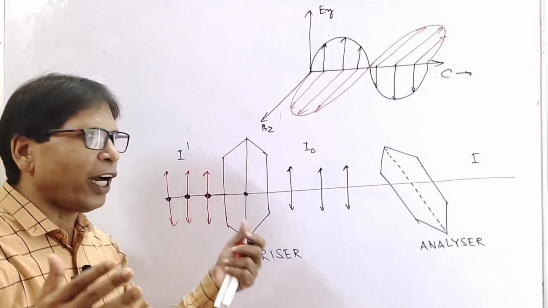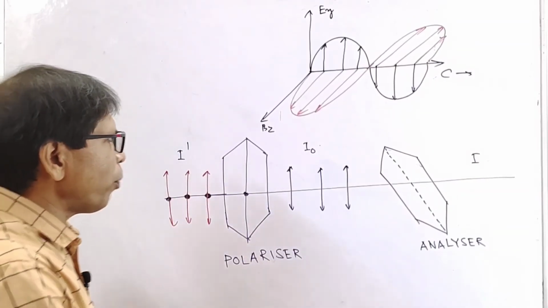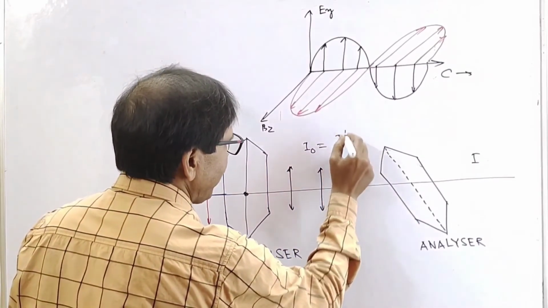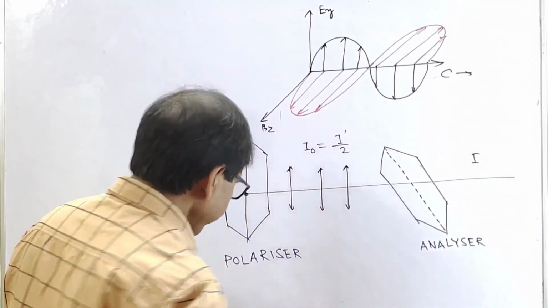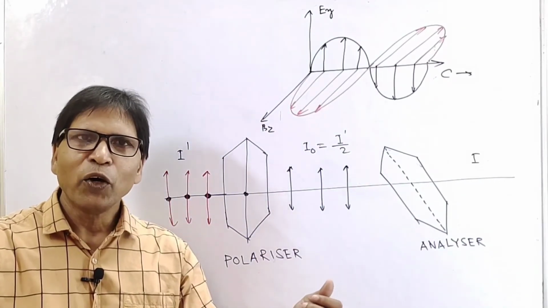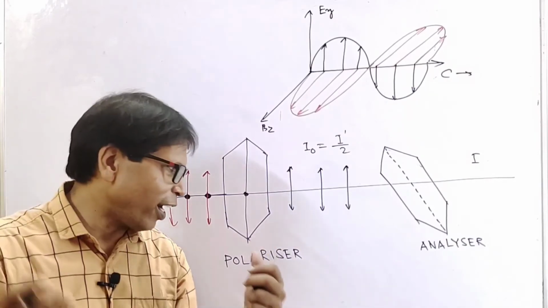If I be the intensity of unpolarized light, the intensity of polarized light becomes I naught equal to I by 2. This is known as a polarizer. The device which polarizes unpolarized light is called a polarizer.